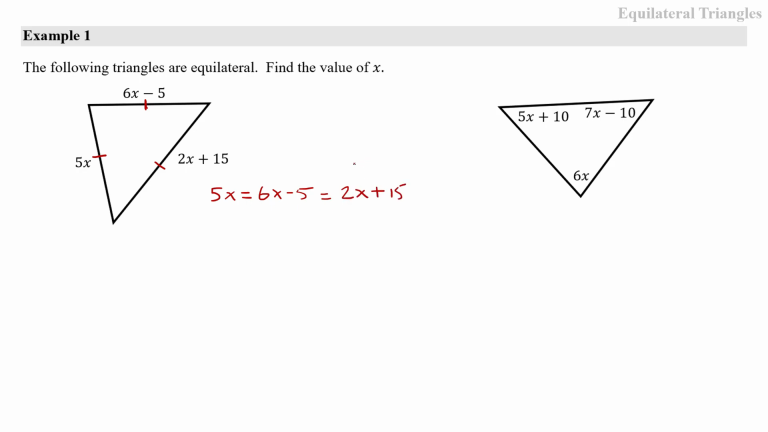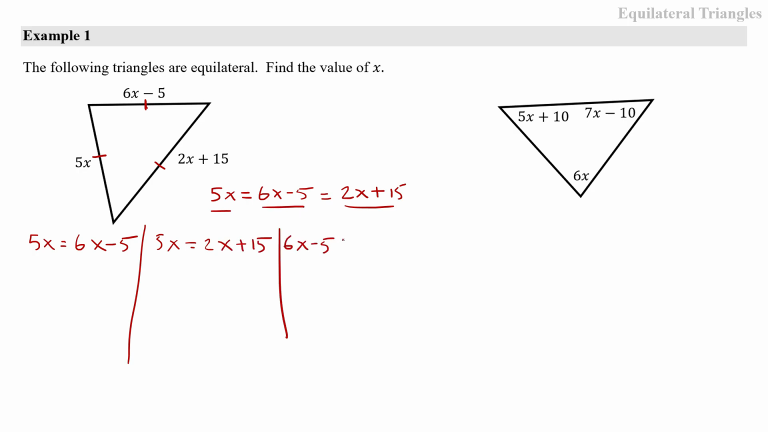They're all equal, but you cannot solve an equation that has two equal signs like that. So just pick two of them. You can either pick 5x equals 6x minus 5 and solve for x, or you can say 5x equals 2x plus 15 and solve for x. Or you can even say that 6x minus 5 is equal to 2x plus 15. Just pick one. If you solve for x, you should get the same x value for every one of these.